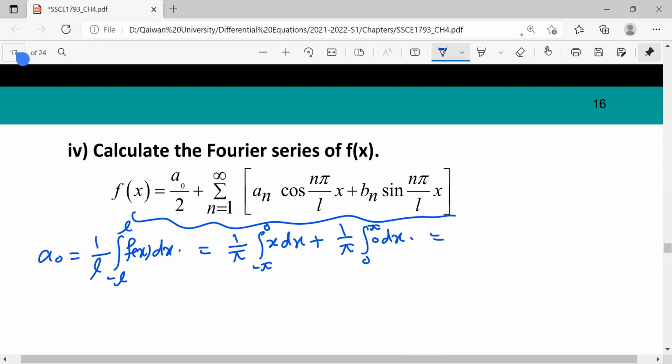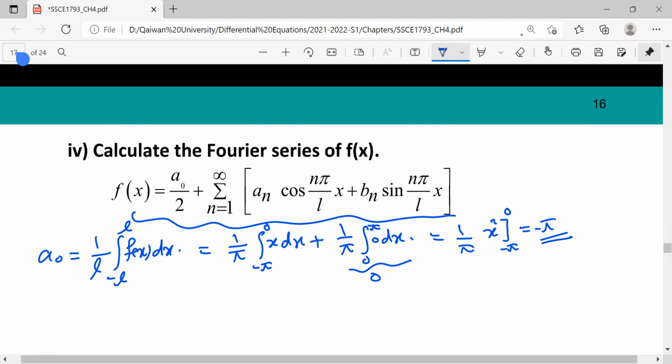This equals 0, because integration of 0 is still 0. The defined integration is 0, but the undefined integration is a constant. This equals 1 over pi. Integration of x is x squared over 2, from negative pi to 0. If we replace by 0, we get 0. But if we replace by negative pi, we get pi squared over 2, with a minus sign. So this is a naught.